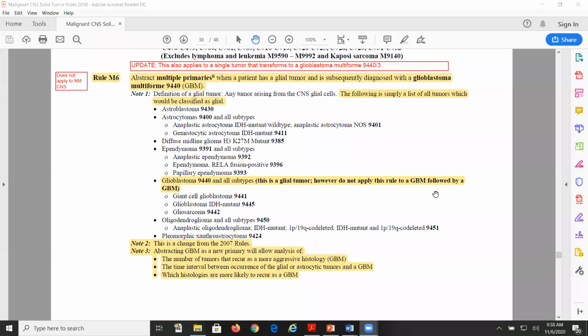because the standard setters and researchers want to see the tumors that transform to glioblastoma, and also to see what non-malignant borderline tumor cell types are transforming to glioblastoma multiforme. So this is going to be our single exception to a single tumor is always a single primary.